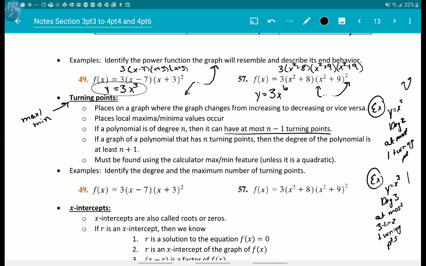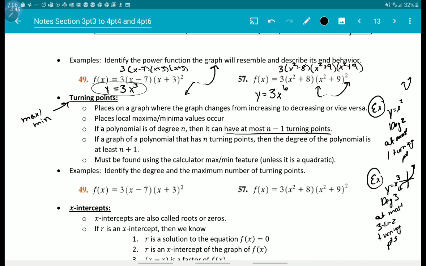Now, x cubed doesn't have any turning points. It looks like that S shape. So it doesn't have any. But remember, this is giving us an upper bound. And not every cubic would look like that. Some cubics do have some fun stuff like that going on. And in this case, this guy would have 2 turning points. So remember, this is just an upper bound.